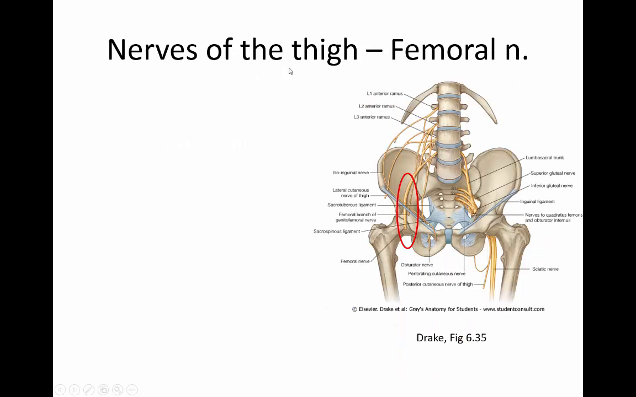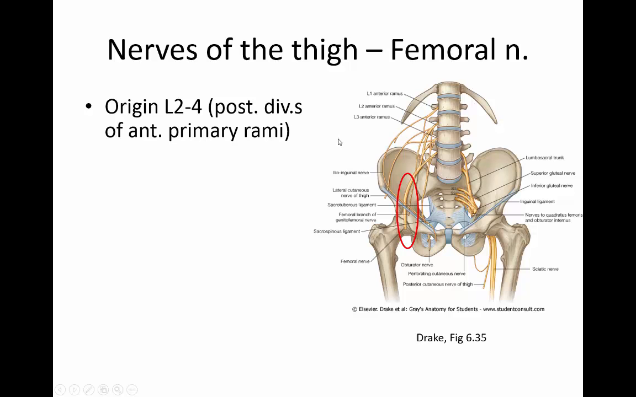The nerves of the thigh: in the anterior compartment we had the femoral nerve. As you'd expect, the femoral nerve is in the anterior compartment, just as the femoral artery and femoral vein are in the anterior compartment. So in this case, the posterior divisions of the ventral primary ramus of L2, L3, and L4 come together in the plexus. They pass deep to the inguinal ligament and travel down the anterior thigh.